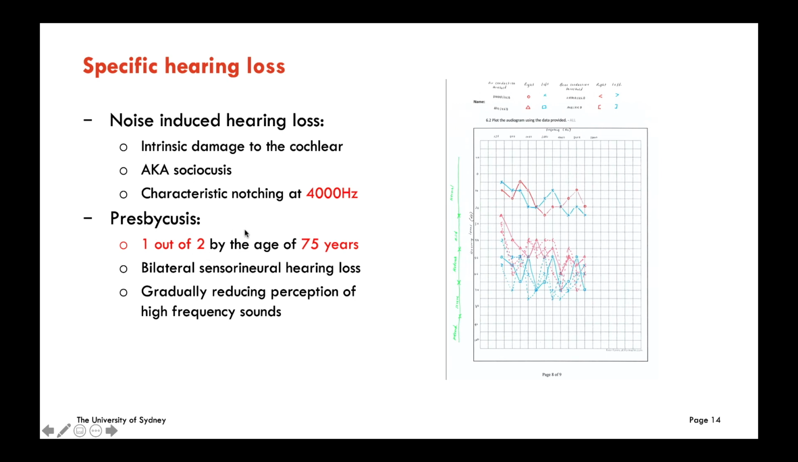Age-related hearing loss is seen in 1 out of every 2 people by the age of 75, and it's usually bilateral and symmetrical sensorineural hearing loss. So this pattern might be consistent with age-related hearing loss. As you can see, it's symmetrical, they more or less follow the same pattern, decreasing at higher frequencies, which typically describes what we see in age-related hearing loss or presbycusis.